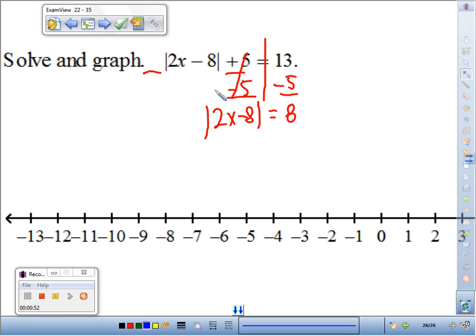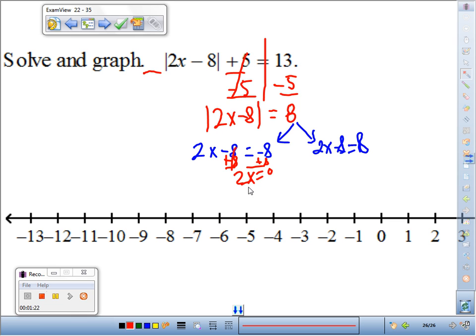Since there is nothing else outside the absolute value, at that point we need to write two equations. One negative 8 and everything inside of the absolute value, and one positive 8 and everything inside the absolute value. And then at that point we need to solve. So this one is add 8, add 8, 2x equals 0, divided by 2, x equals 0.